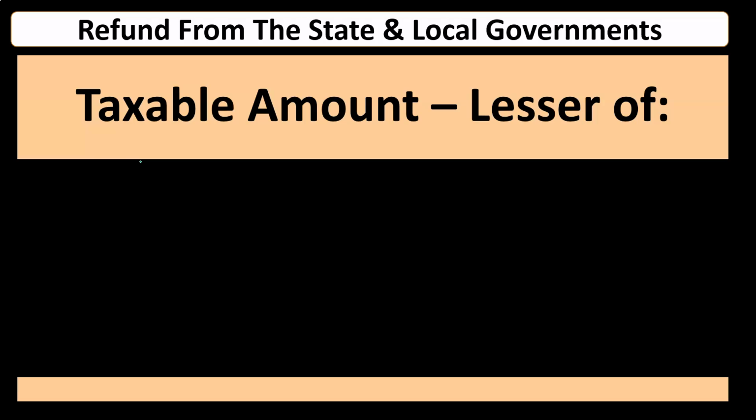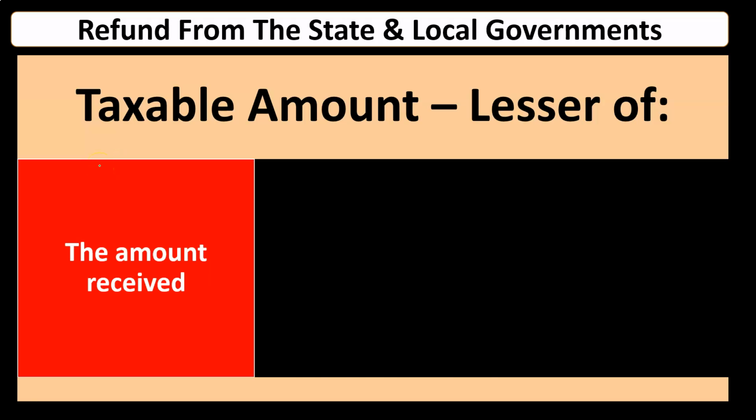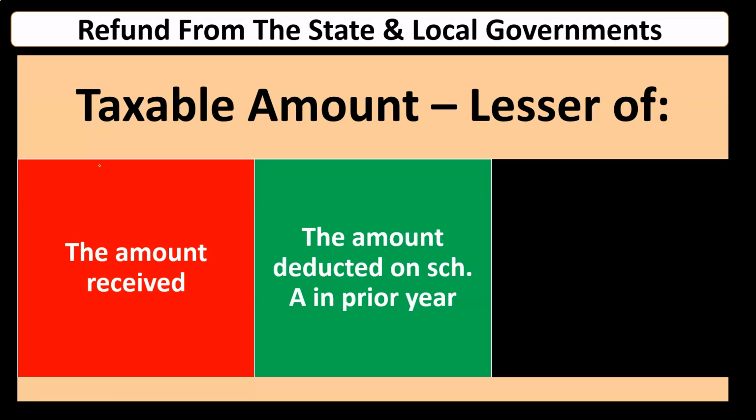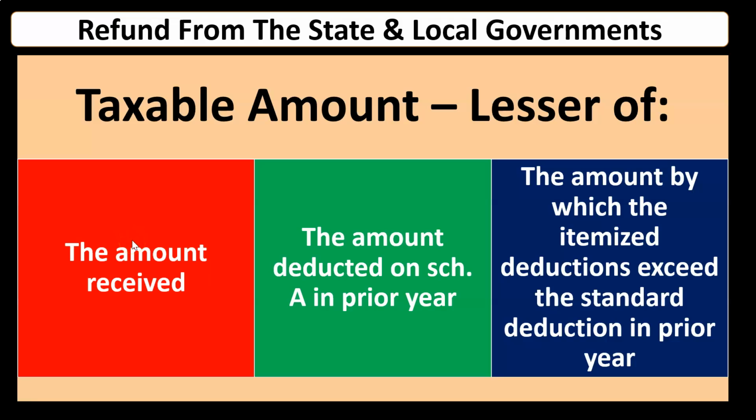So the taxable amount would be the lesser of the amount received, the amount deducted on Schedule A in the prior year, and the amount by which the itemized deduction exceeded the standard deduction in the prior year. So we're looking at these two. More likely these days, especially if you're in a high state tax area, because they limited the state tax, it could be the case that the entire refund may not be included, and you'd have to do this calculation more so than prior to that law change.